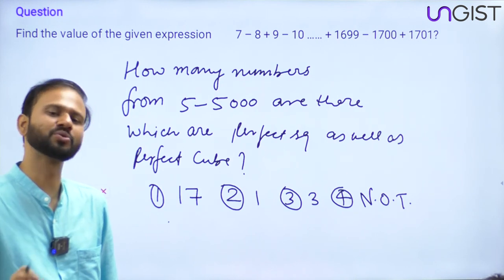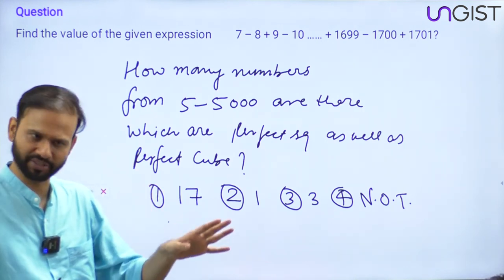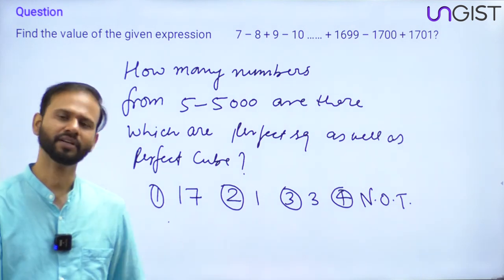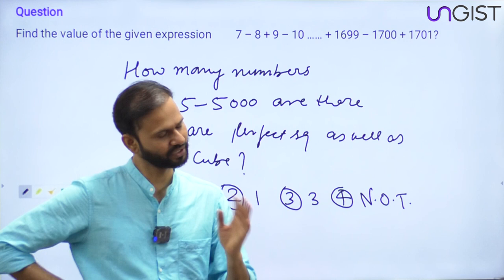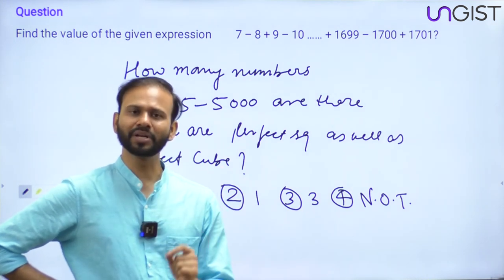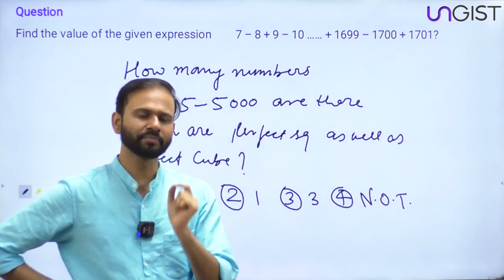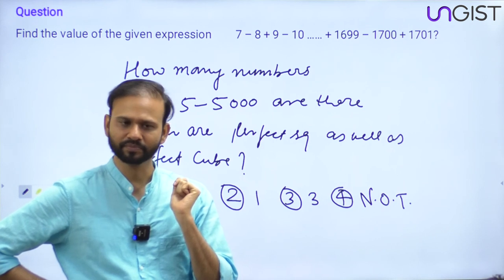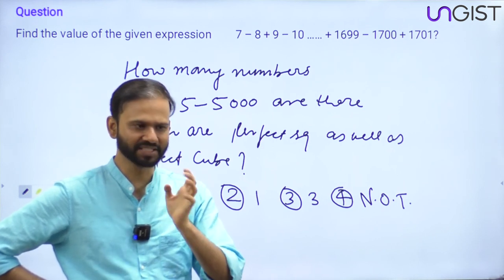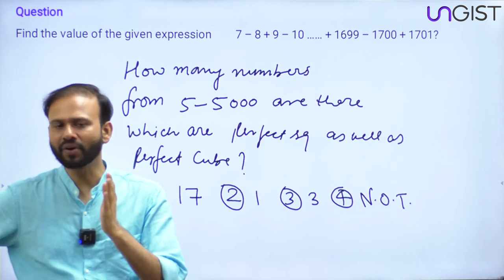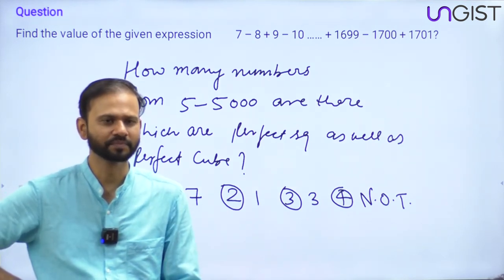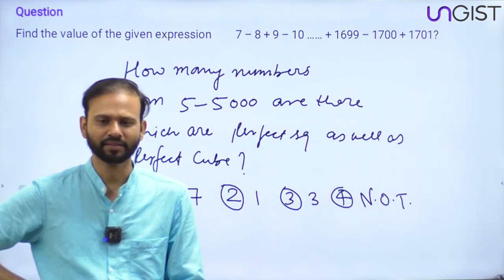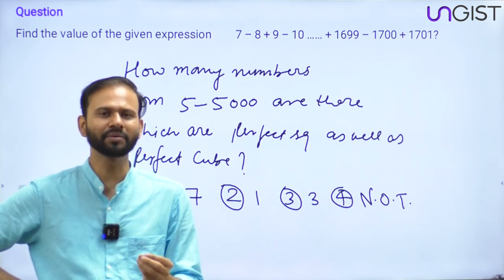You have started thinking of those numbers which are perfect square as well as perfect cube, correct? So can you tell me any one number which is perfect square as well as perfect cube? 9 and 7, 9 cube. Yes, everyone. Can you tell me any one number?